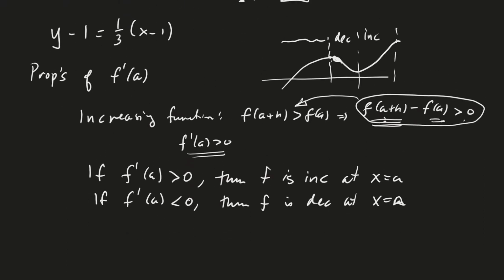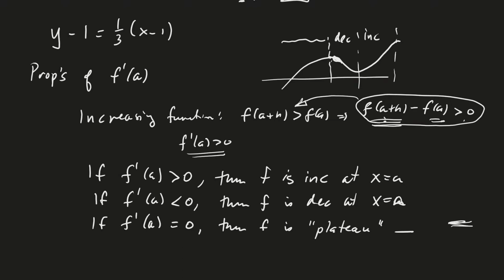And of course, if we're not increasing and we're not decreasing, what are we doing? We're just going straight across. And so if f prime of a equals 0, then f is, how do you want to say that? Maybe we'll say it's at a plateau. It's just flat at that point at x equals a.